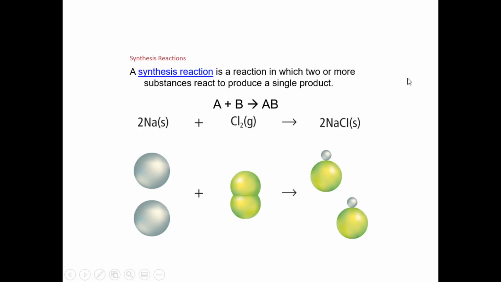The first type of reaction that we're going to go over is a synthesis reaction. It has a spot for the generic equation. You're going to put A plus B yields AB. And then the generic word equation, you're going to write: reaction in which 2 or more substances react to produce a single product. So you could simplify that to 2 or more substances combining to form a single product.